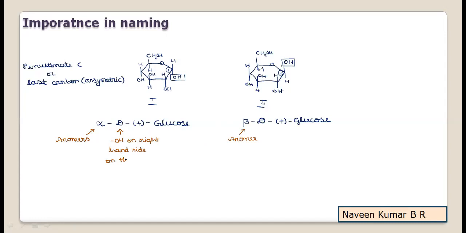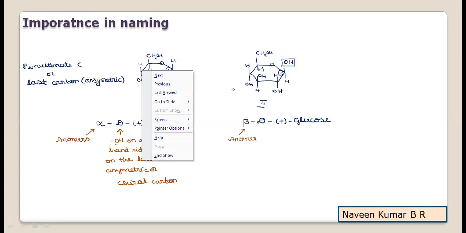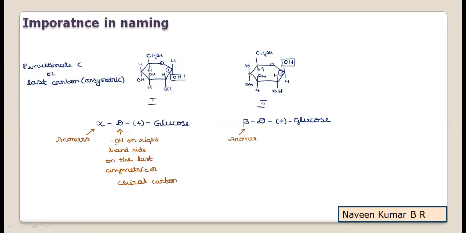On the last asymmetric carbon, or chiral carbon, if the hydroxyl group is on the right hand side, in the Haworth structure it will come below the plane. Here the last asymmetric carbon will be the fifth carbon. On the fifth carbon, the hydroxyl group is below.